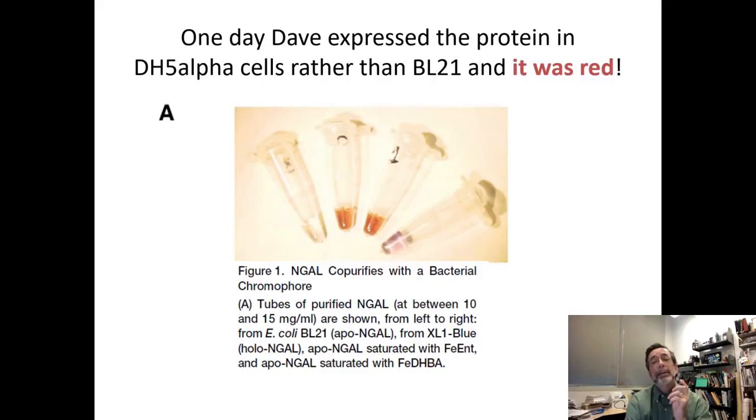Until one of those things came along in science. Dave made the protein, and usually you make them in BL21 cells, which are really good at expressing lots of protein. They're genetically just good for that.